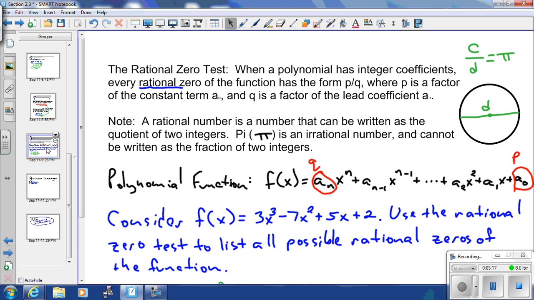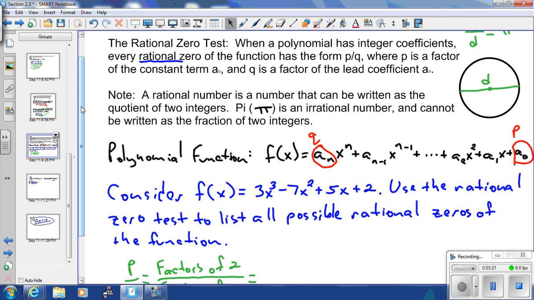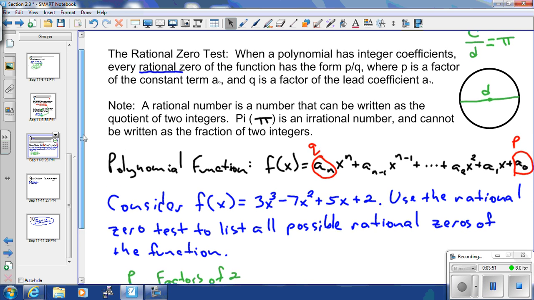The last thing we'll talk about here is the rational zero test. This is a way to test for how many possible rational zeros we can have. Before we get into that, we have to remind you what a rational number is. A rational number is a number that can be written as a fraction of two integers, or the quotient of two integers. Pi is an irrational number. You can't do this with pi. You cannot take one integer divided by another integer and get pi.